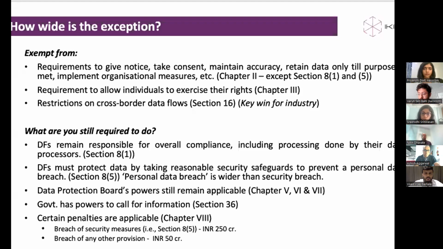You also don't have to allow individuals to exercise their rights. That is also exempt. Again, the idea is that the contract with the offshore entity will govern all of this.